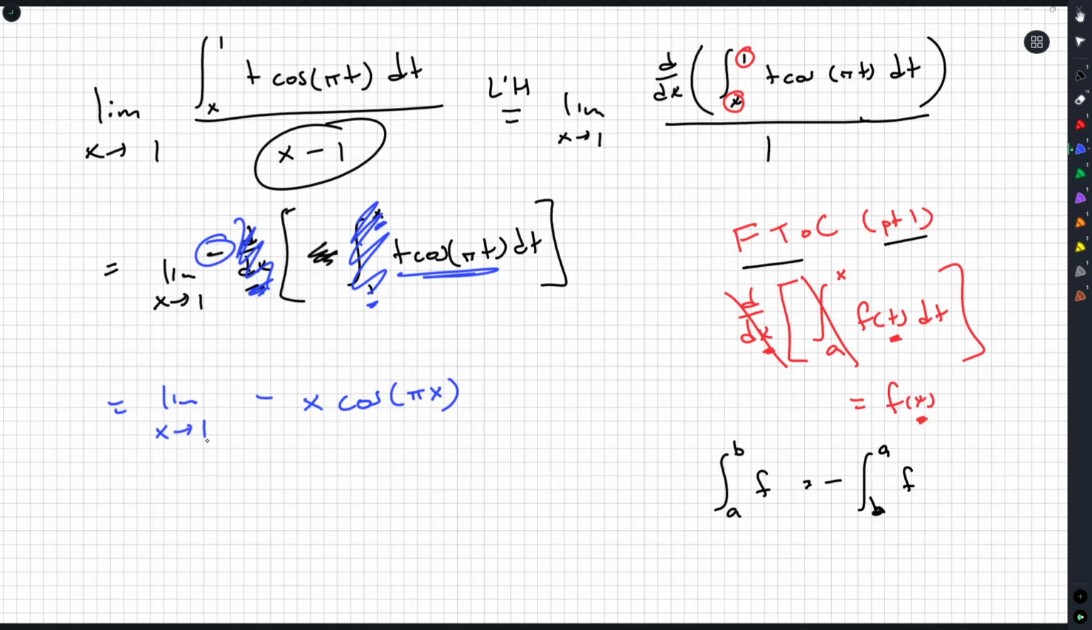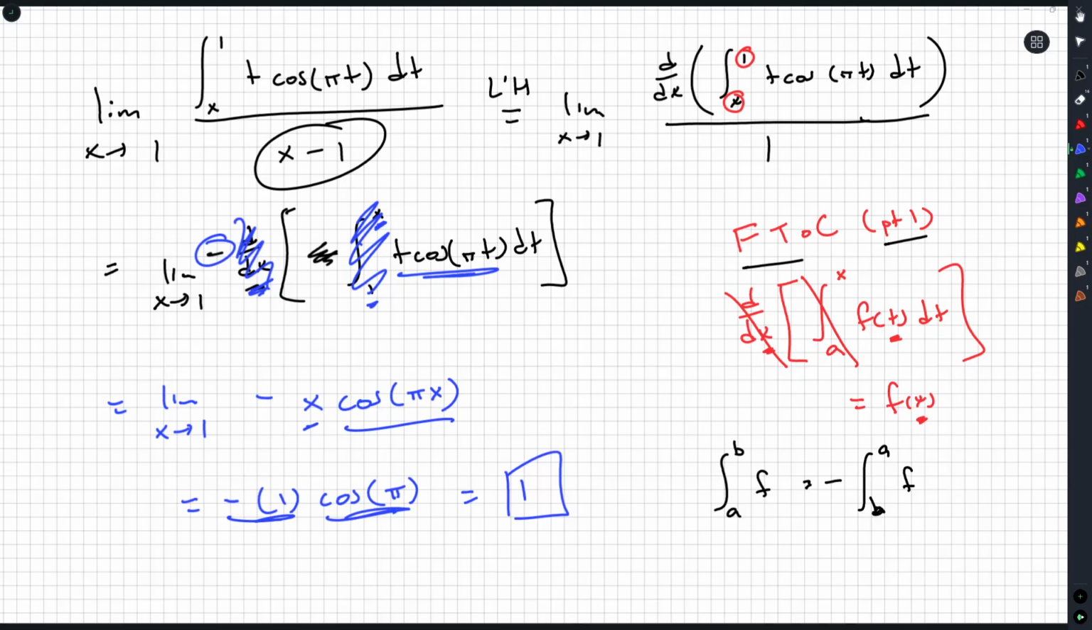So now let's try and take the limit again. Well, this is continuous, that's continuous, so we could try and just plug in 1. Cosine pi times 1 is just cosine pi. Well, that's minus 1. So with minus 1 times minus 1, the answer to this is 1. This limit evaluates to just 1.